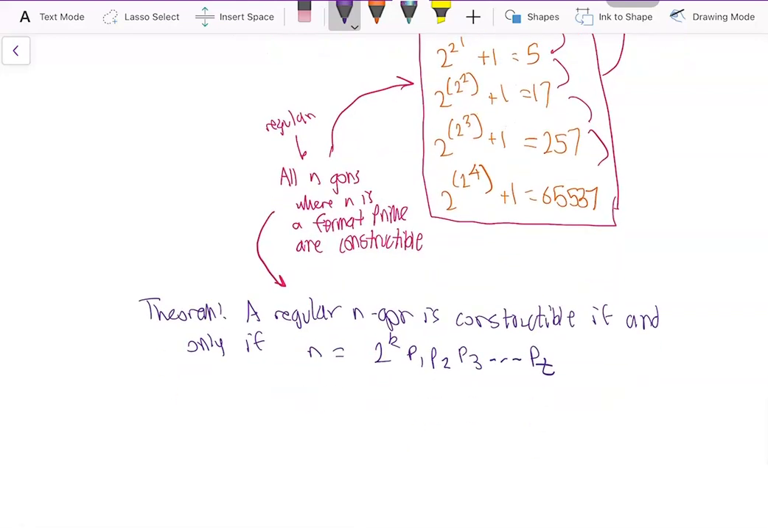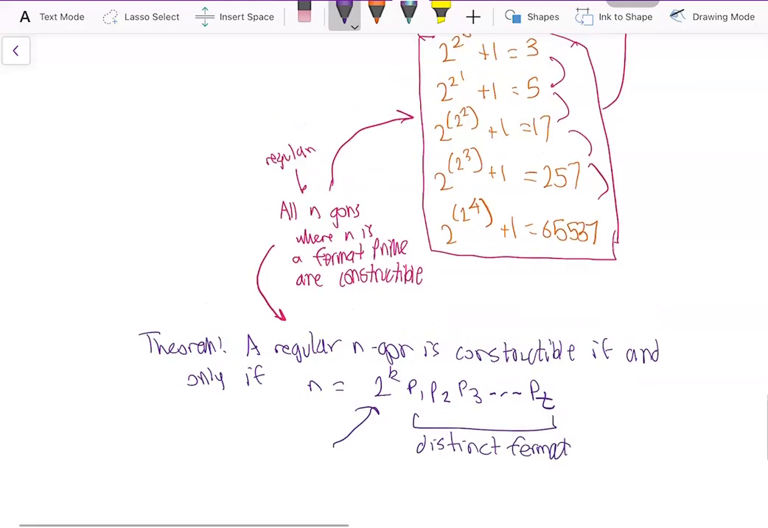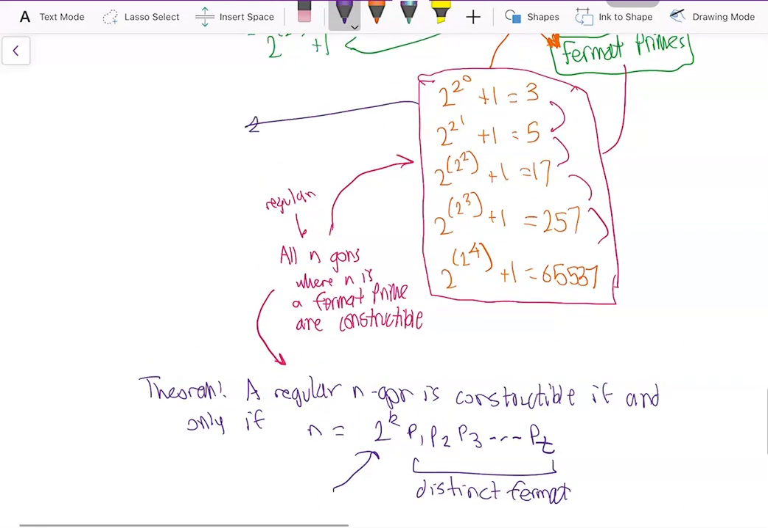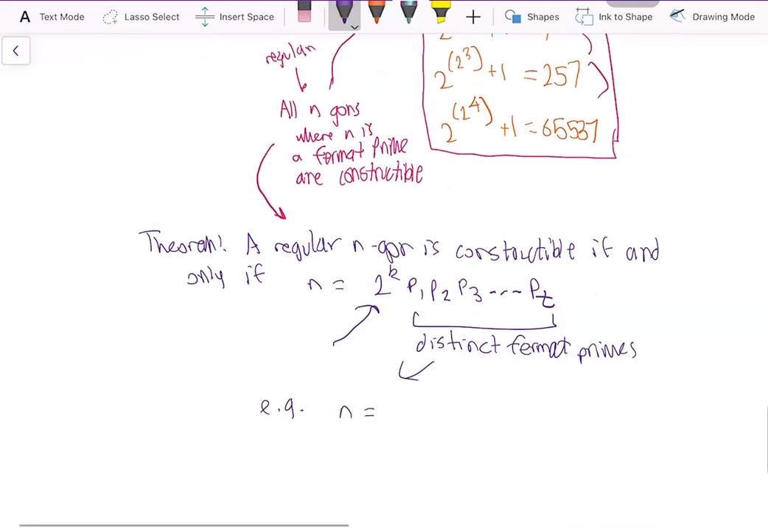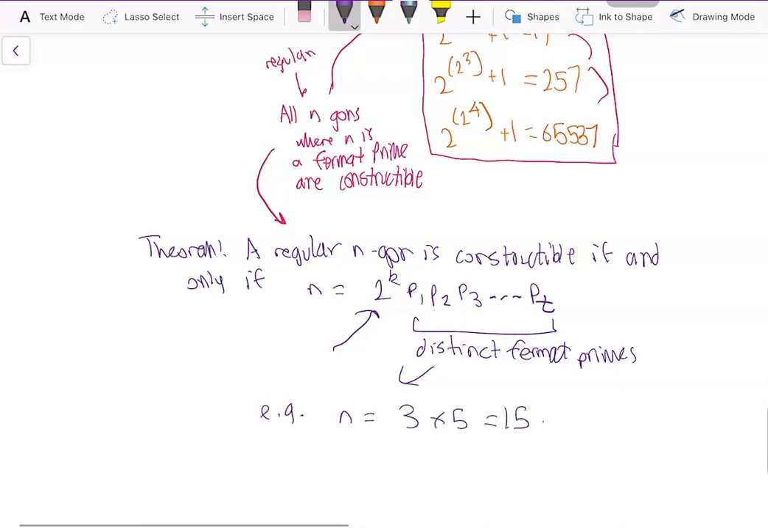So remember, the power of 2 just means the doubling idea where you can keep on doubling the number of sides. But the interesting thing is there must be distinct Fermat primes. So we can't have a prime number squared, for example. 3 squared equals 9, and it turns out a 9-sided polygon cannot be constructed. So you need the product of distinct Fermat primes. An example is n equals 3 times 5 equals 15. A 15-sided regular polygon can be constructed.